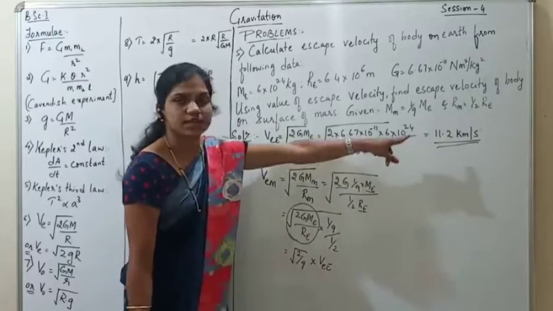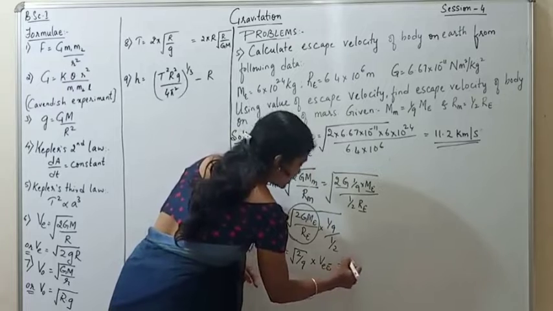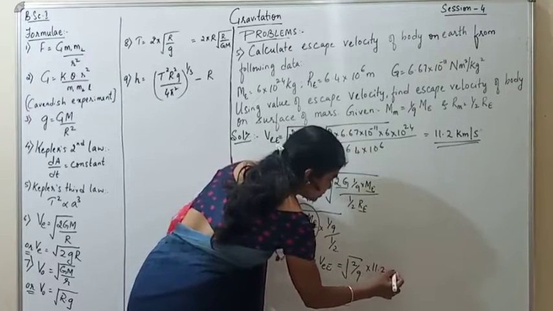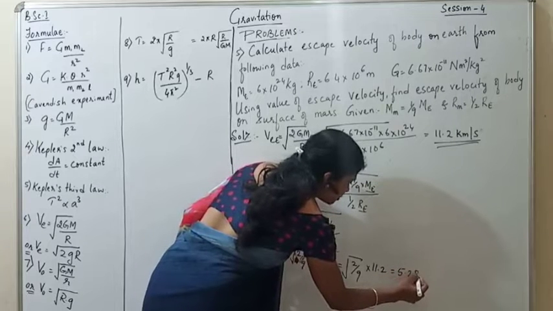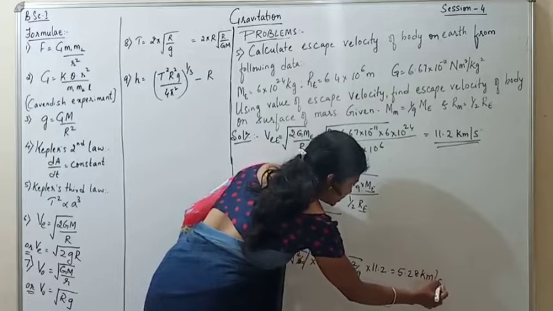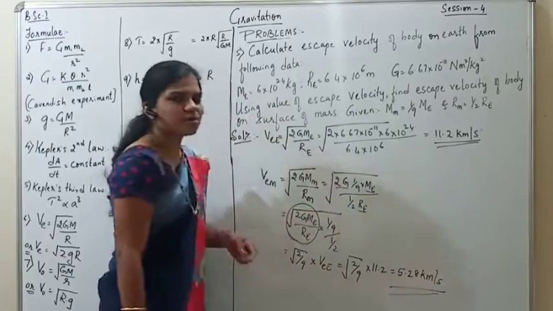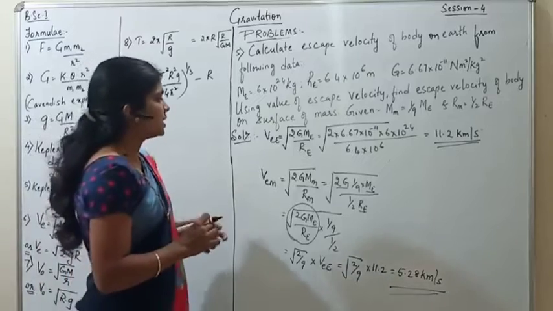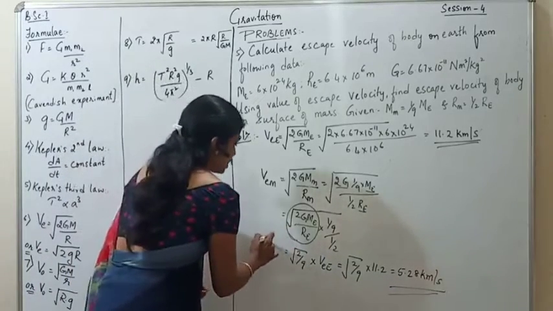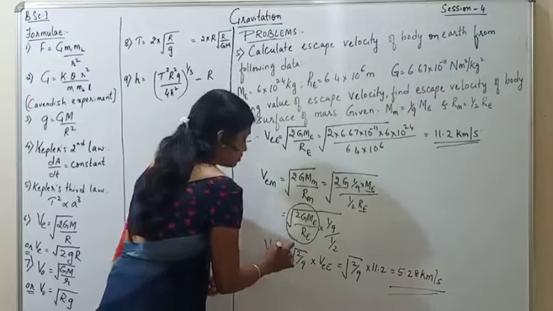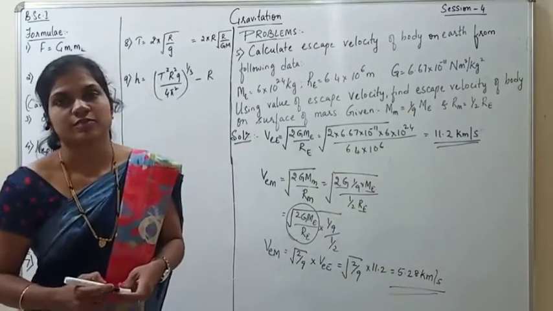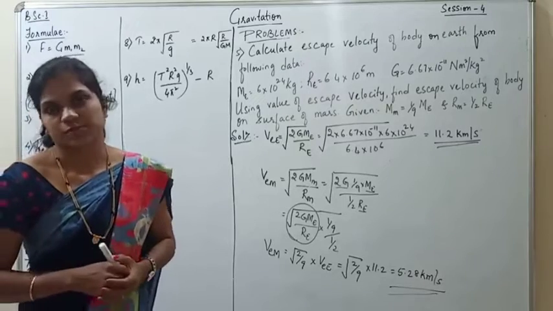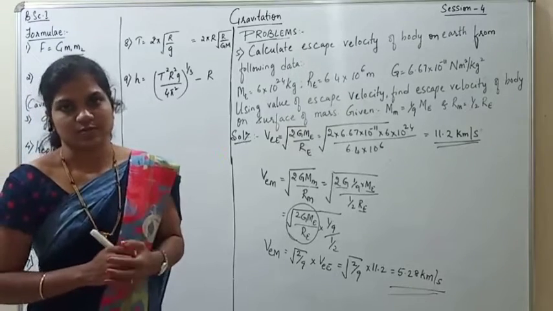And what is the value of Ve? It is 11.2. So square root of 2/9 into 11.2, I get approximately 5.28 kilometer per second, approximately 5 kilometer per second. So this is the escape velocity of the body on the surface of Mars. Right? So let's move on to the last problem of this chapter, that is the sixth problem.